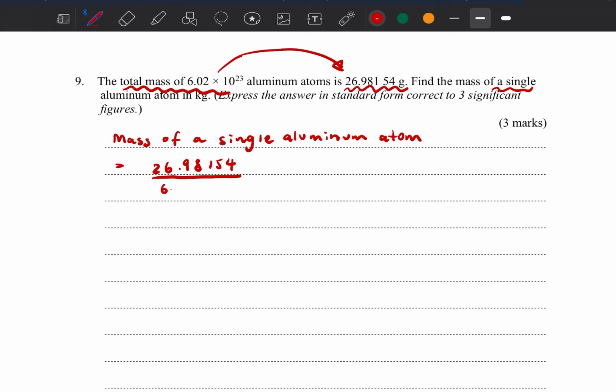Some of you were asking why I put this question here. It looks like a chemistry question, but this is the way they like to ask in IGCSE. It doesn't really matter. It can change to something else, like the total mass of apples, how many grams, and find each of them.